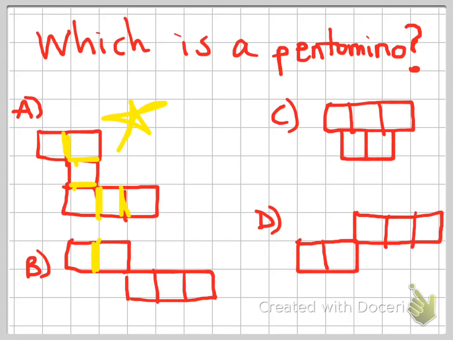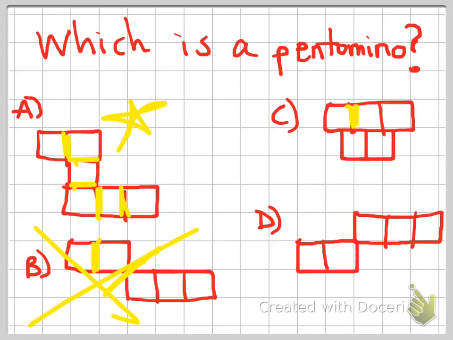On B, those two are shared by that side. Oh, this one's shared by a corner. You see that? That is not a side, a corner. So no, that is not a pentomino because they have to share a side. So we're going to cross B out. It's not B. Let's look at C.